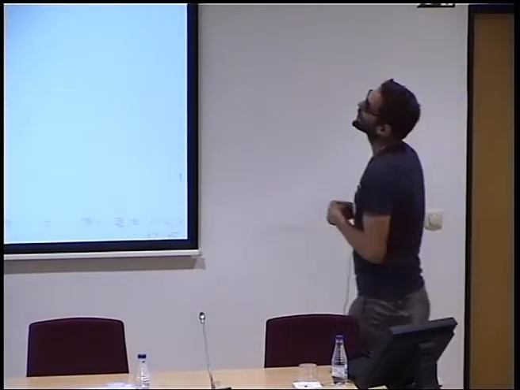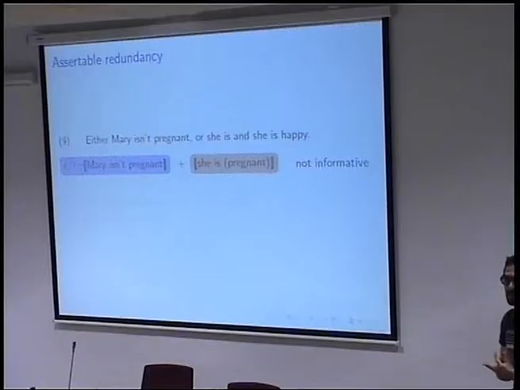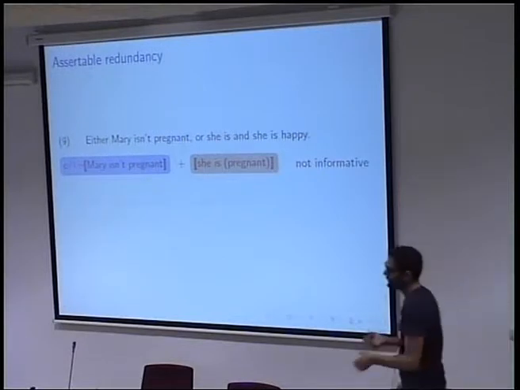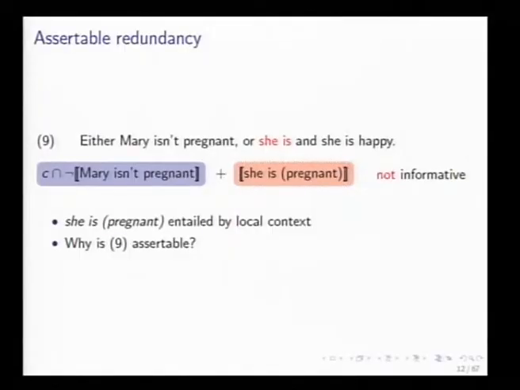So in particular, now she is pregnant here. If the local context of the second disjunct is the negation of the first one, you can see that any initial context updated with the negation of Mary's and pregnant is going to entail that Mary's pregnant. Okay? So the question here, so she's pregnant here, is entailed by its local context. We expect, for what we said above, that 9 shouldn't be assertable, but it is. Okay, so this is the puzzle.